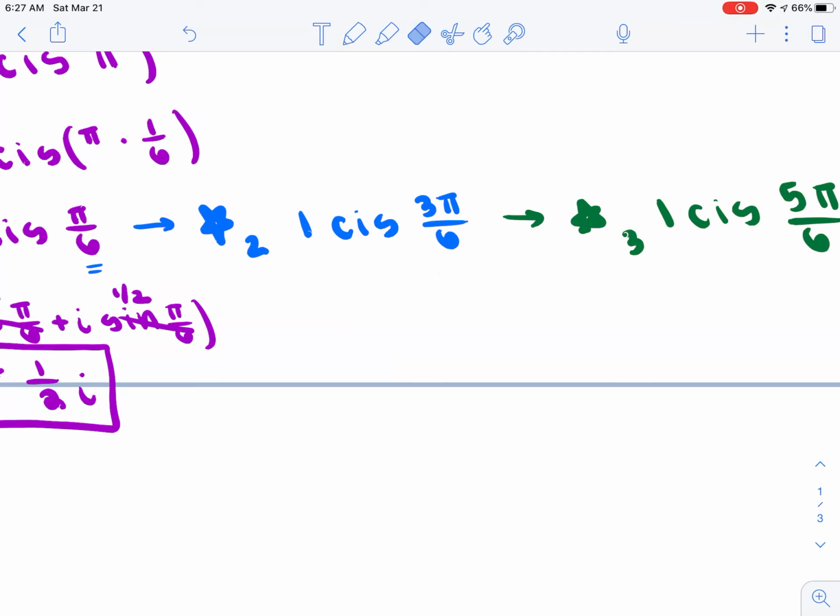But again, for those of you that want to see that work, seeing the shortcut just throws me off. So I'm going to say 1 times cosine pi over 2 plus i sine pi over 2. And then this right here is 0, and that's 1. So that's where you just get this 1i, or i.